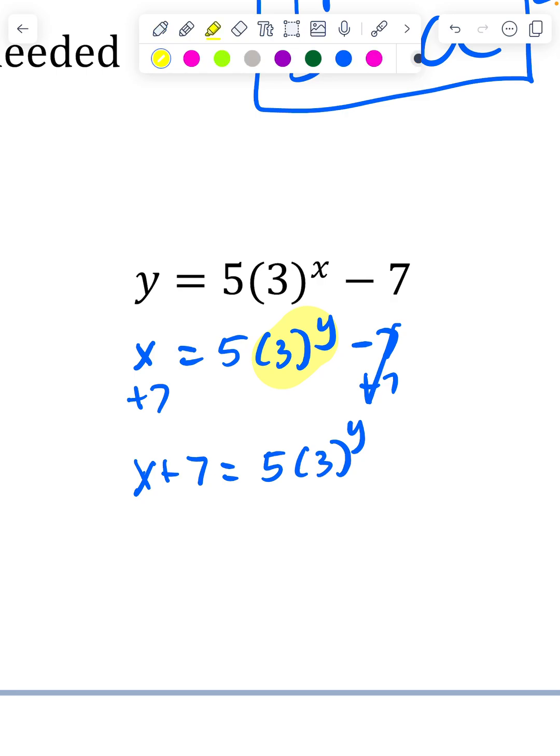All right. So I still need to get this part alone, but it's multiplied by 5. So to get the 5 out of there, I'm going to divide. Finally, I have my 3 to a power.